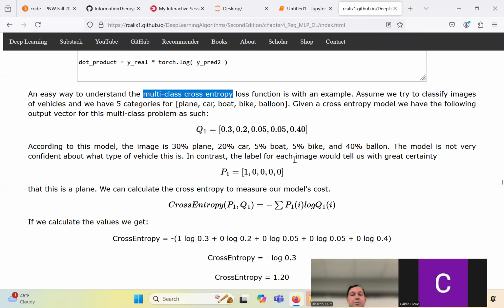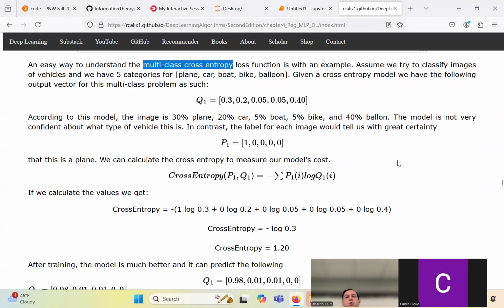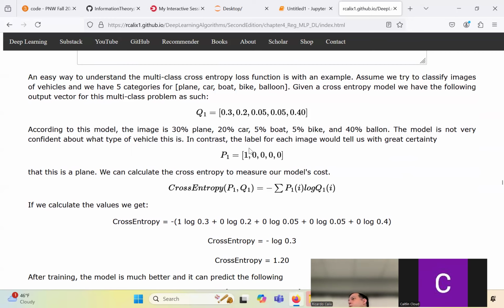In contrast, the label for each image would tell us with great certainty, right? Because this is the label, basically a probability distribution that adds up to 1. In this case, what type of vehicle is it? If it's a 1, plane. It's a plane, right? So we know it's a plane. So this is the thing that we're doing in multi-class cross entropy, with great certainty that this is a plane.